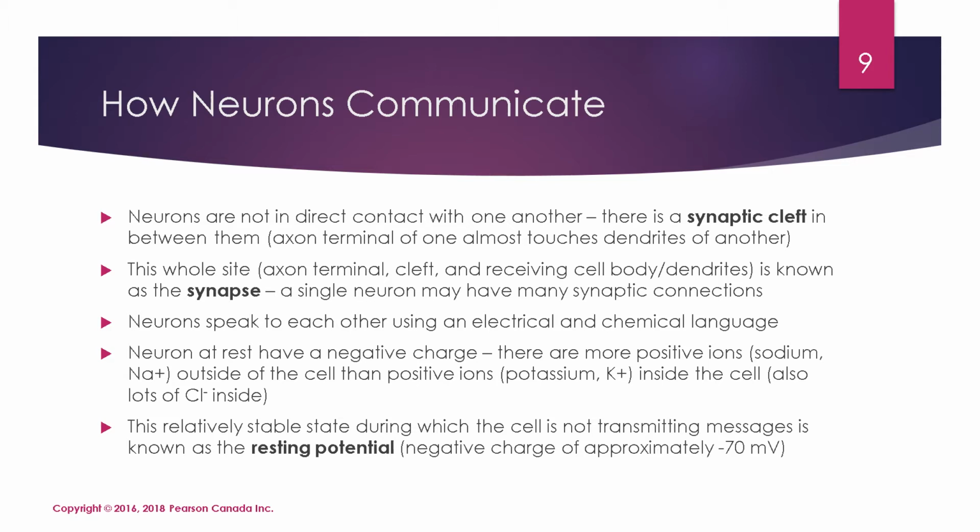So you can think of the word potential, it means that you kind of have the ability to do something. So when a cell is at rest, it's at resting potential because it's not actually doing anything at the moment, but it has the capacity or the potential to do something. So in this case, the negative charge on the inside of the cell is approximately negative 70 millivolts.